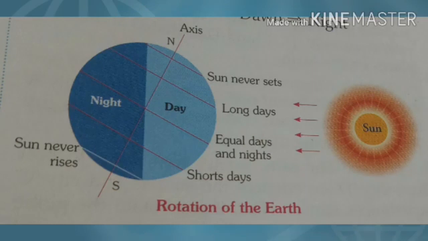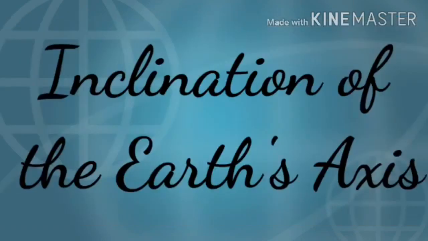Children, are you clear with that? What is meant by rotation? The movement of the earth on its axis. Clear? Okay. Next we'll discuss the inclination of the earth's axis. The axis of the earth on which the earth spins is only an imaginary line. Why do we have imaginary lines on our globe, children? Because to locate places easily. For that sake only we have imaginary lines on the globe.